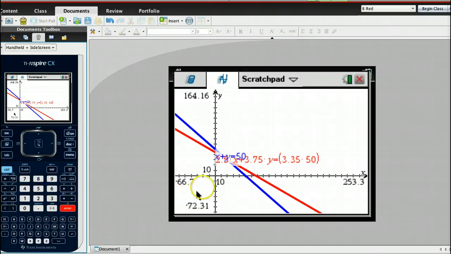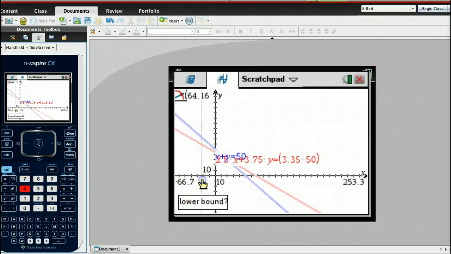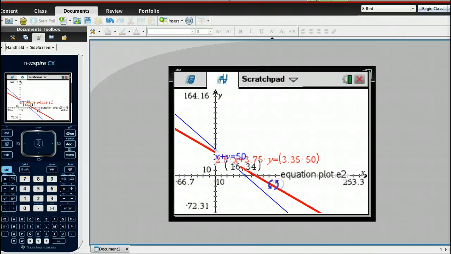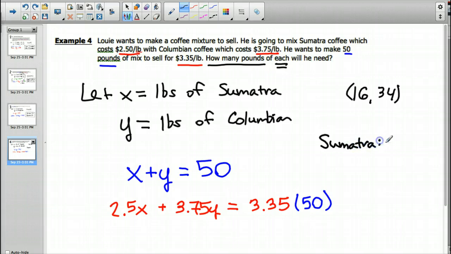Okay, and so my intersection point is about right here, so if I find that, it tells me that the point is (16, 34). And so that means the Sumatra, we're going to need 16 pounds of it, and the Colombian, we need 34 pounds of it.